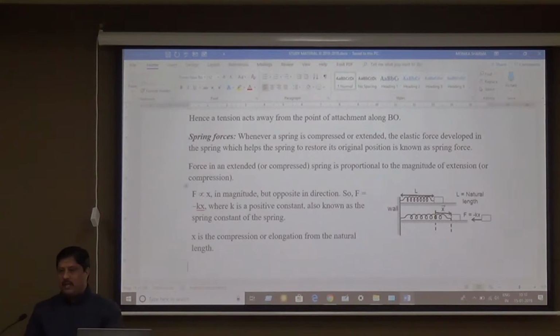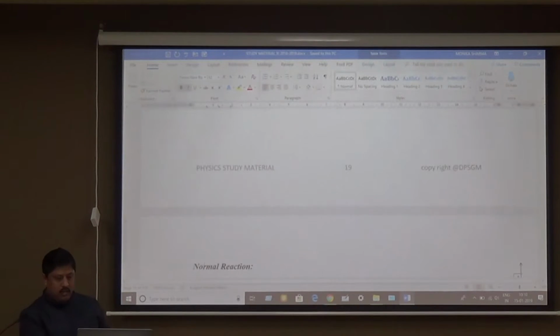And this K is inversely proportional to the length of extension or compression, where x is the compression or elongation from the natural length.